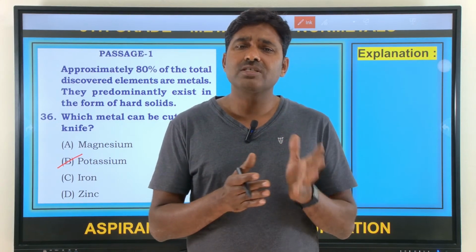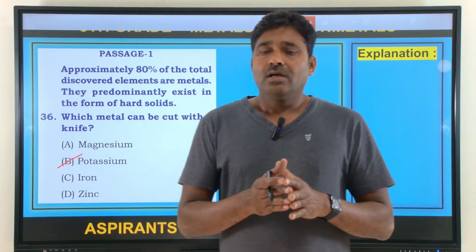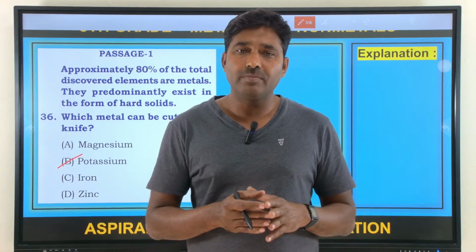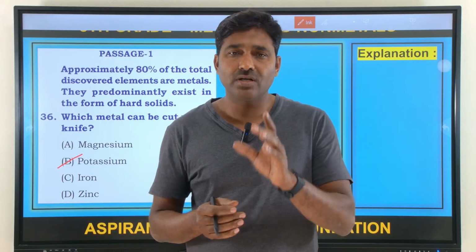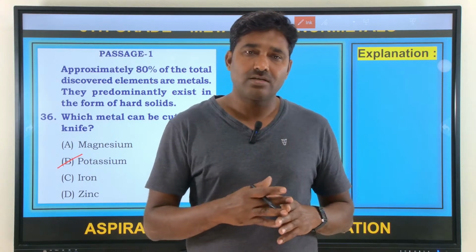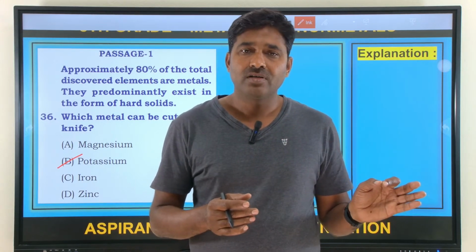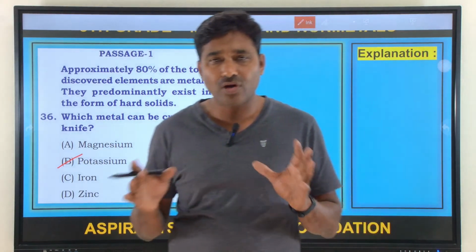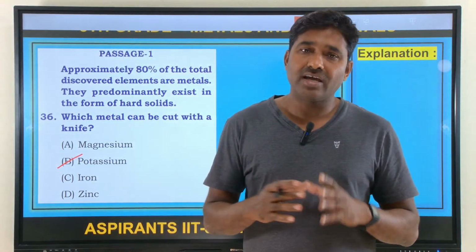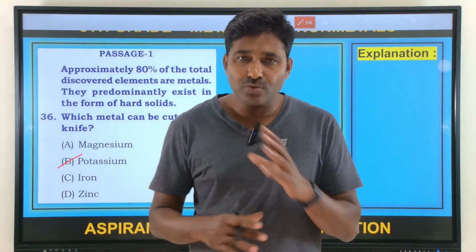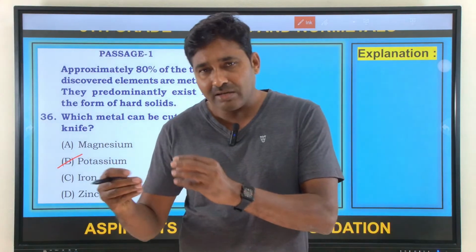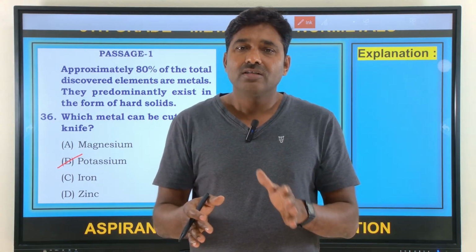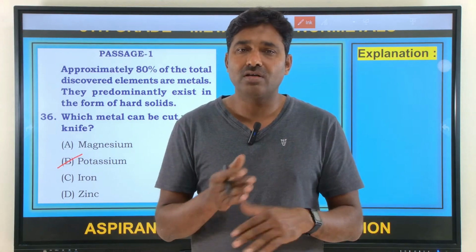So why is potassium very soft? If we observe the electronic configuration of alkali metals, the outermost valence shell contains only one electron, a single valence electron. Due to the single valence electron, the metallic bond is not strong in the alkali metals. They form weak metallic bonds. Due to that weak metallic bond, the alkali metal atoms in their crystal lattice slide past each other, so they are very, very soft. We can cut them with a knife.